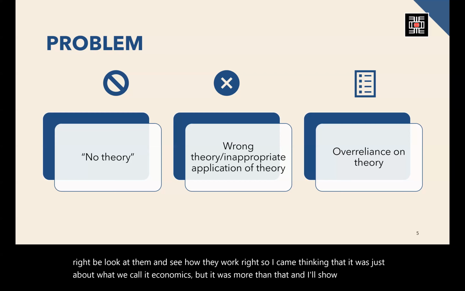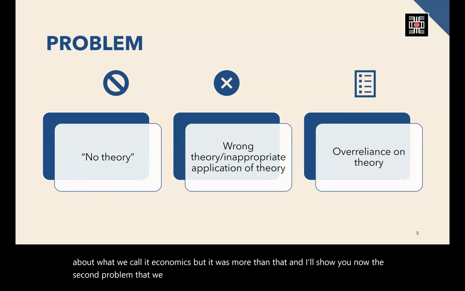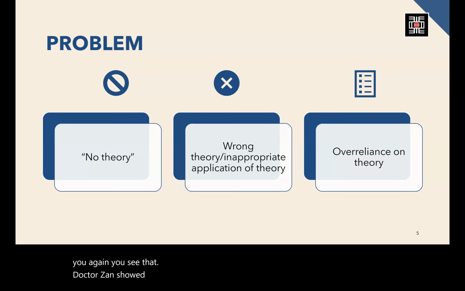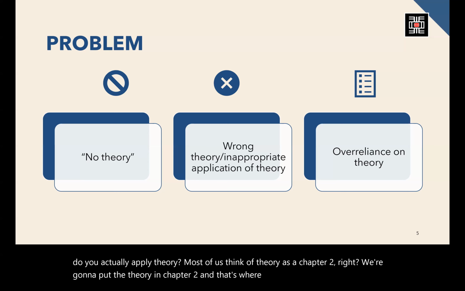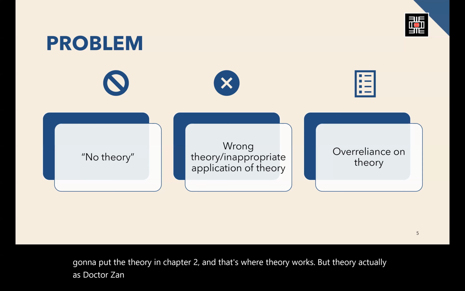Now, the second problem that we typically have is that we apply the theory wrongly, right? And again, you see that Dr. Zhang showed you different ways in which you can apply theory, right? So how do you actually apply theory? Most of us think of theory as our chapter two, right? We're going to put the theory in chapter two, and that's where theory works. But theory actually, as Dr. Zhang said, is the framework that ties everything together, right?